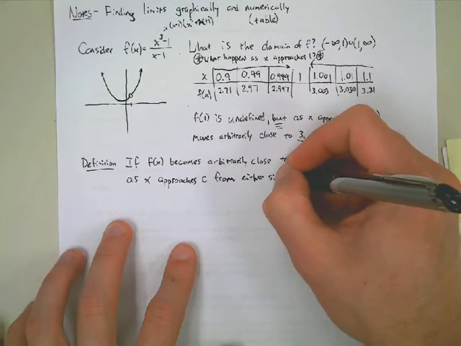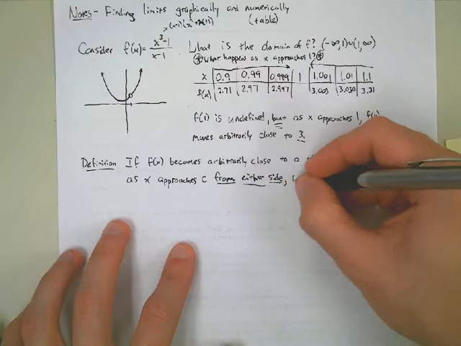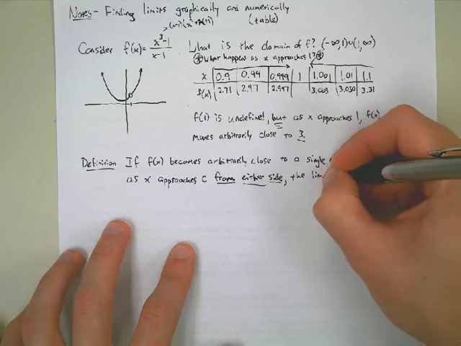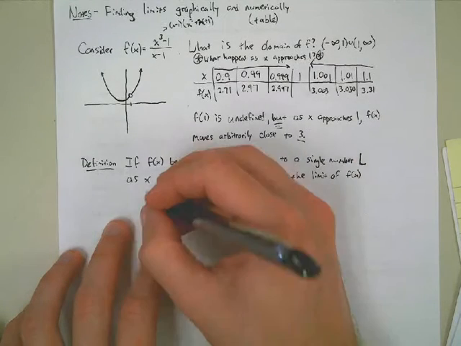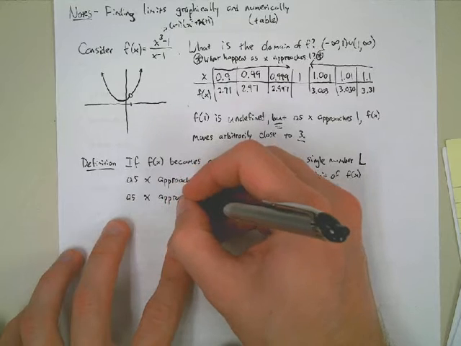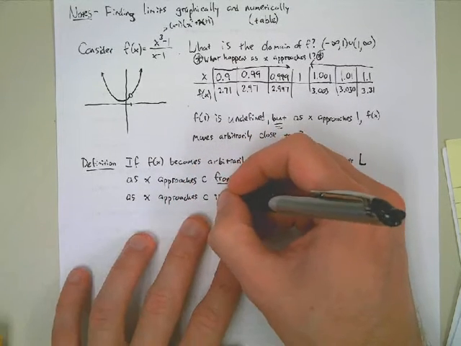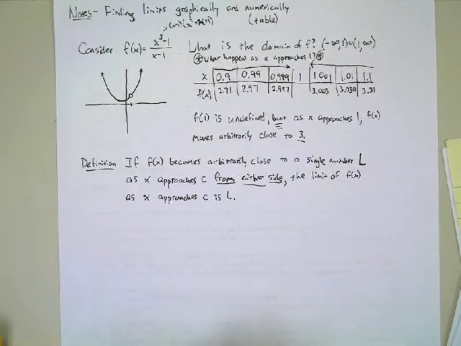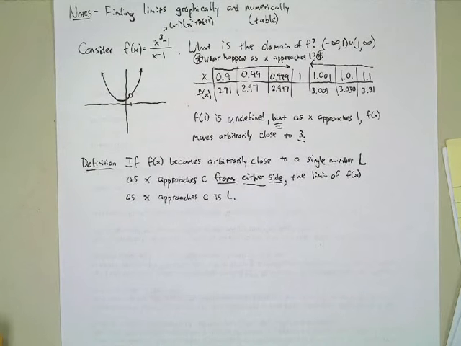Now, I'm going to underline that because that's important. From either side, the limit of f of x as x approaches c is L. Okay? That's the definition. So that's defining the limit of f of x as x approaches c there. So that's what we just defined.